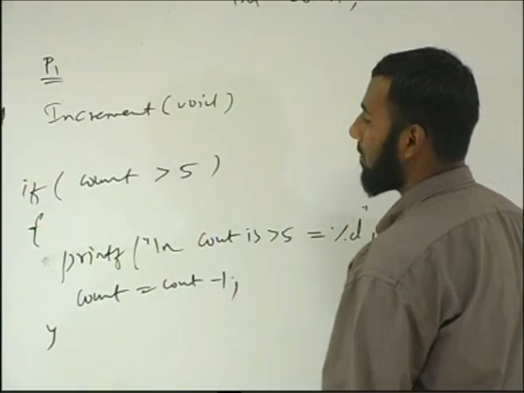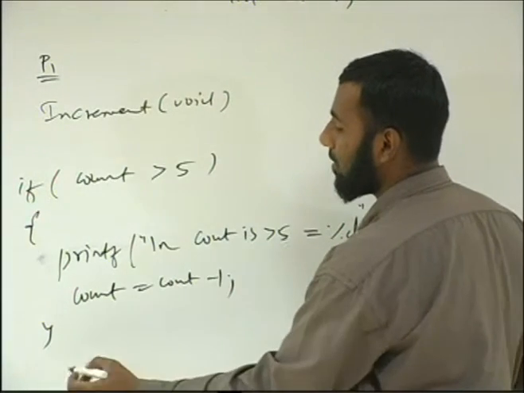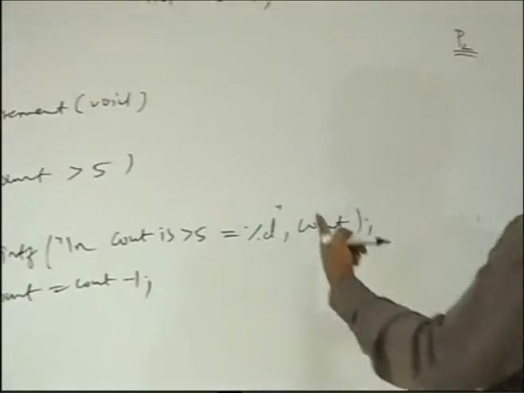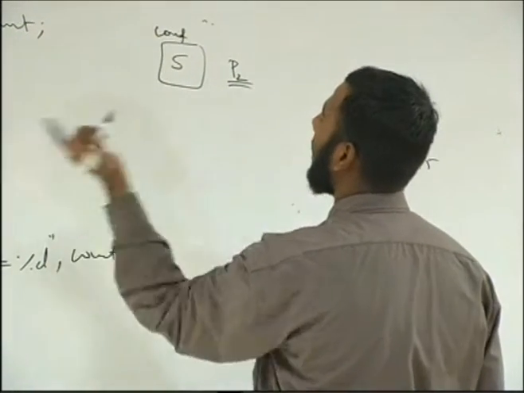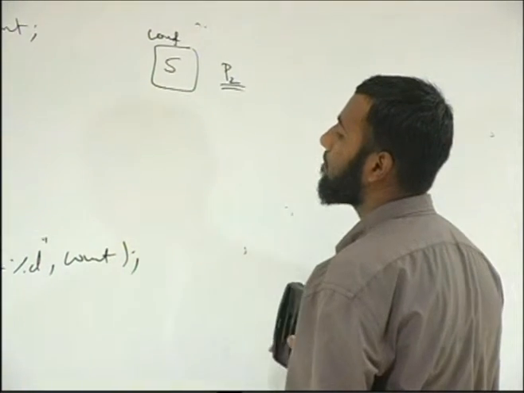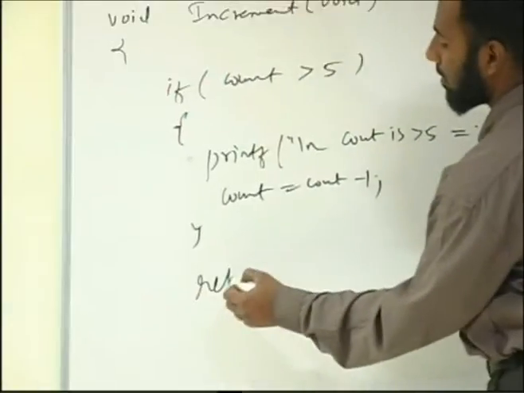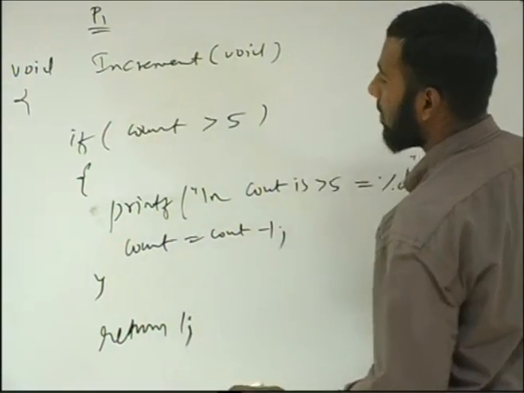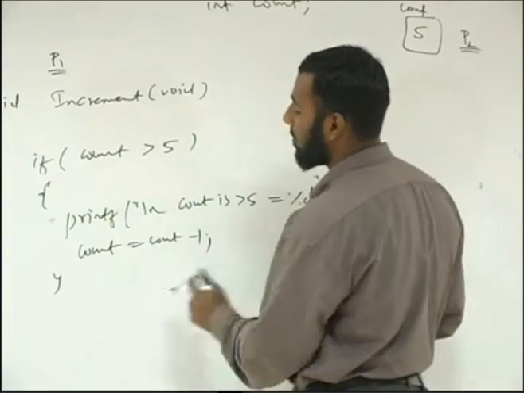Otherwise, if the value of count is less than 5, then increment should increment the value of count. It means if the value of count is 5, then increment will not increment; it actually decrements the value of count. And otherwise it sets the value to be 1. It means it is incrementing the value of count. We will say count is equal to count plus 1.